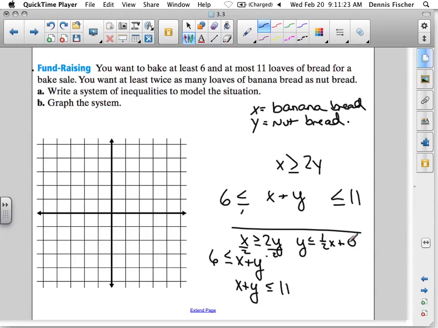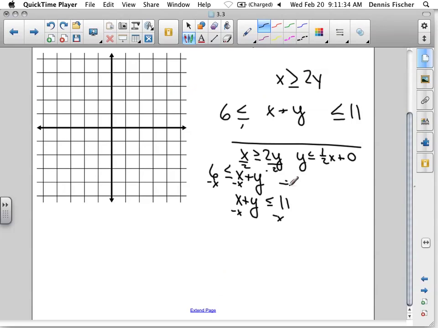If I was doing either one of these, what would I have to do? Get y by itself. So I'm going to subtract x on this one, and I'm going to subtract x on this one. On this first one, if I subtract x, I'm going to get y is greater than or equal to negative x plus 6. And here I'm going to get y is less than or equal to negative x plus 11. So I took all 3 equations and got y by itself, correct? Would you agree with that?